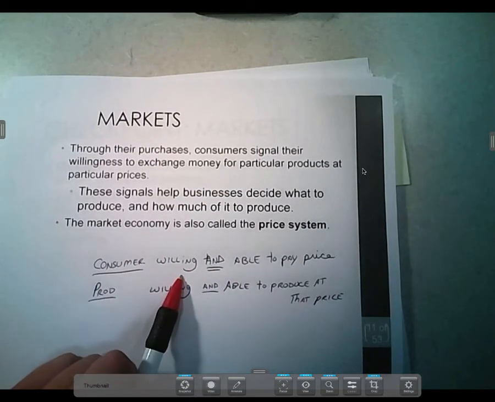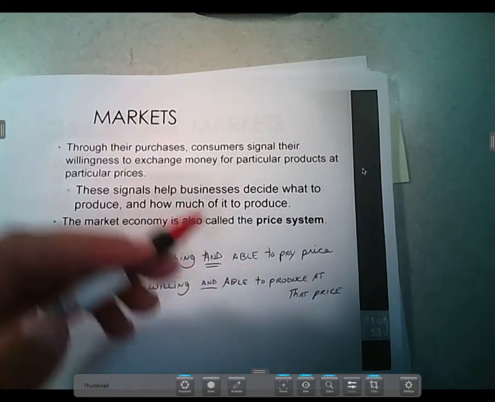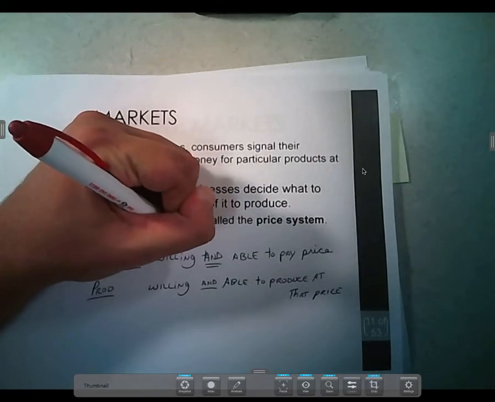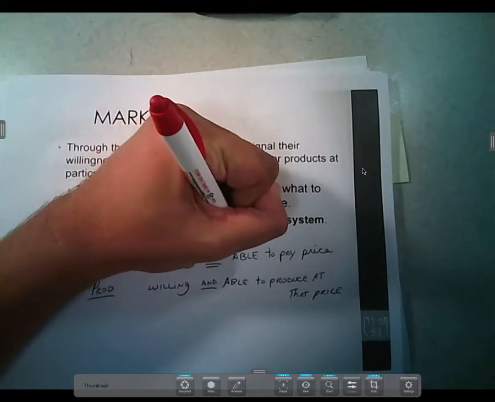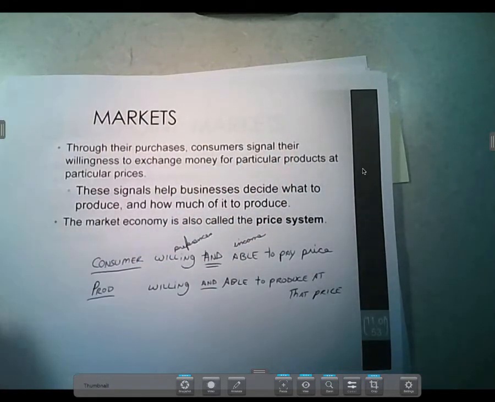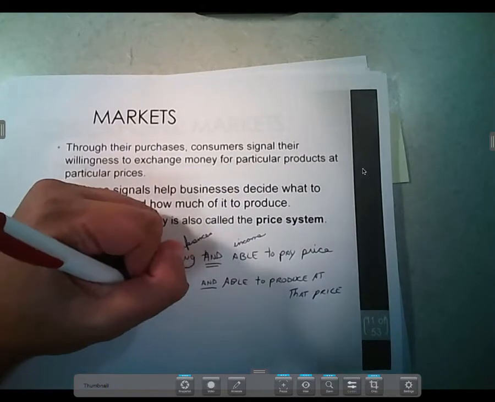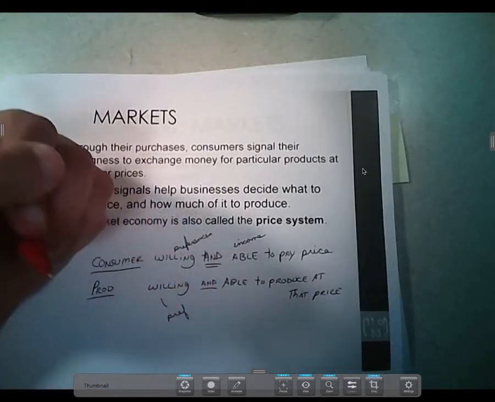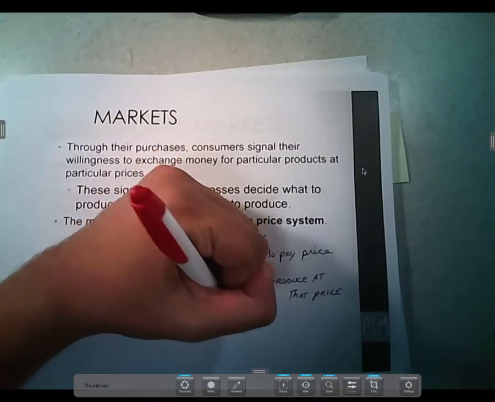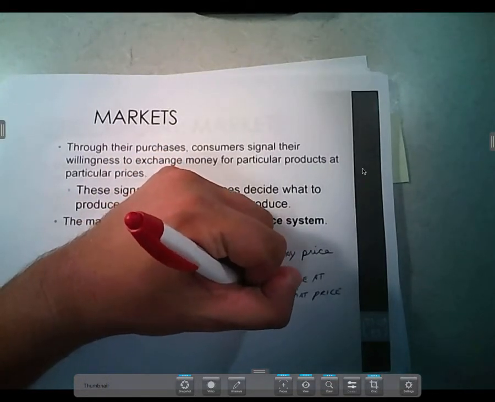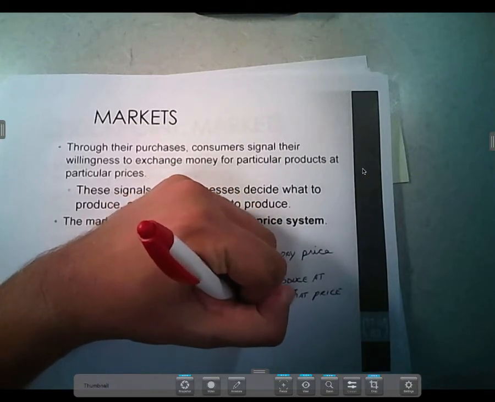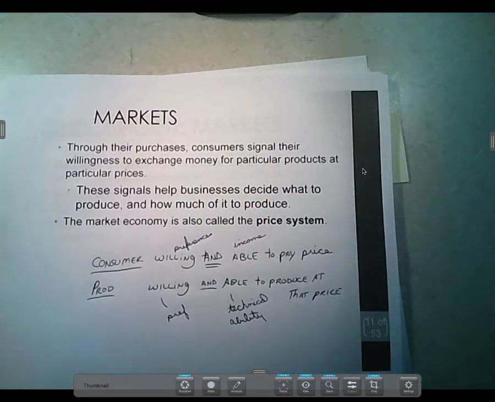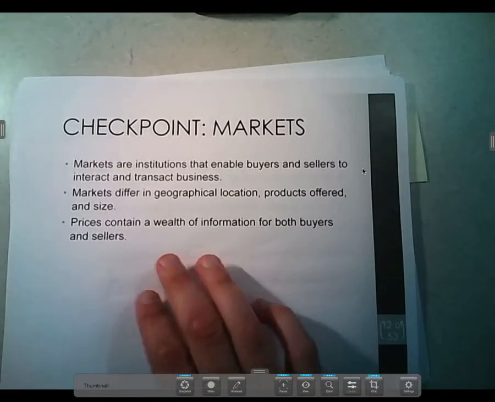One is reflecting my preferences, and one is reflecting my income levels. For the producer, again, it has to fulfill their preferences, and they have to have a technical ability to produce the product at that price. Both of these will come true within the market setting.